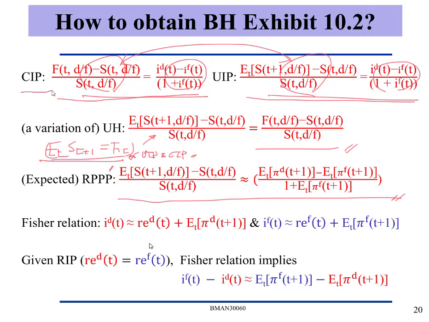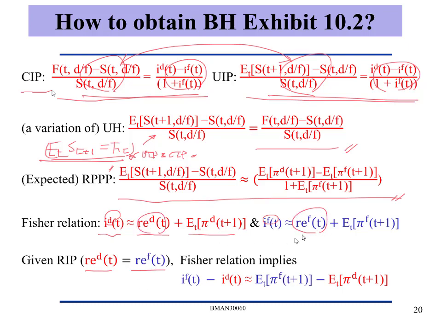What was the Fisher relationship? The Fisher relationship says the nominal interest rate is equal to the ex ante real interest rate plus the expected ex ante inflation rate forecast. That's true for domestic currency and foreign currency. So given RIP, the ex ante real interest rate is equal to the real interest rate in other countries. So the ex ante real interest rate for D is equal to the ex ante real interest rate for F given RIP.